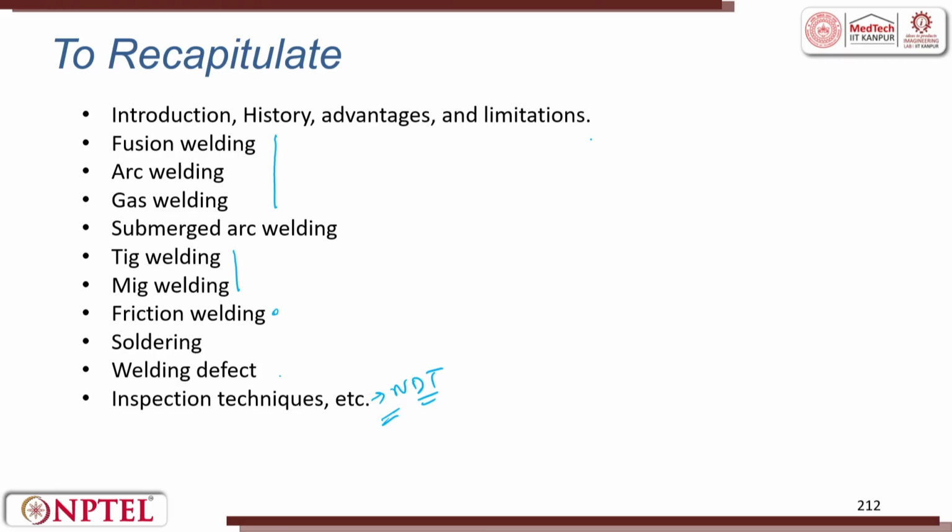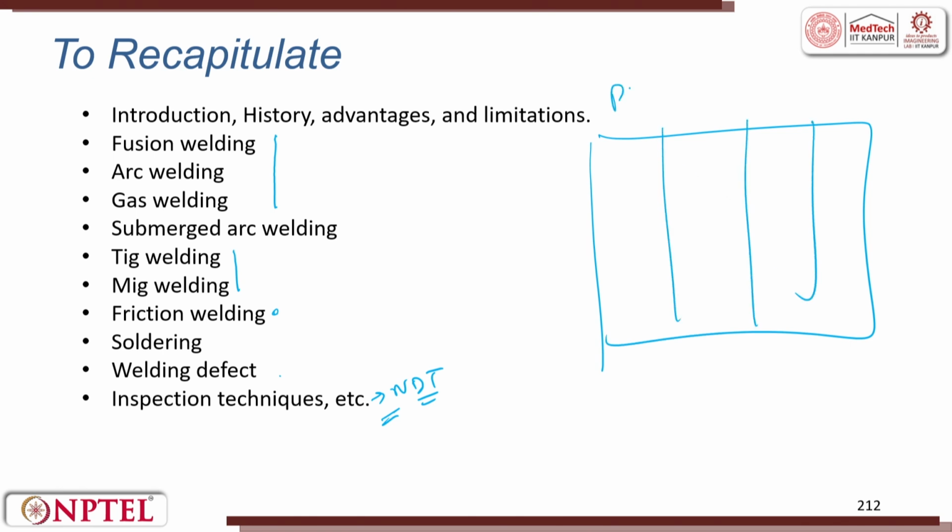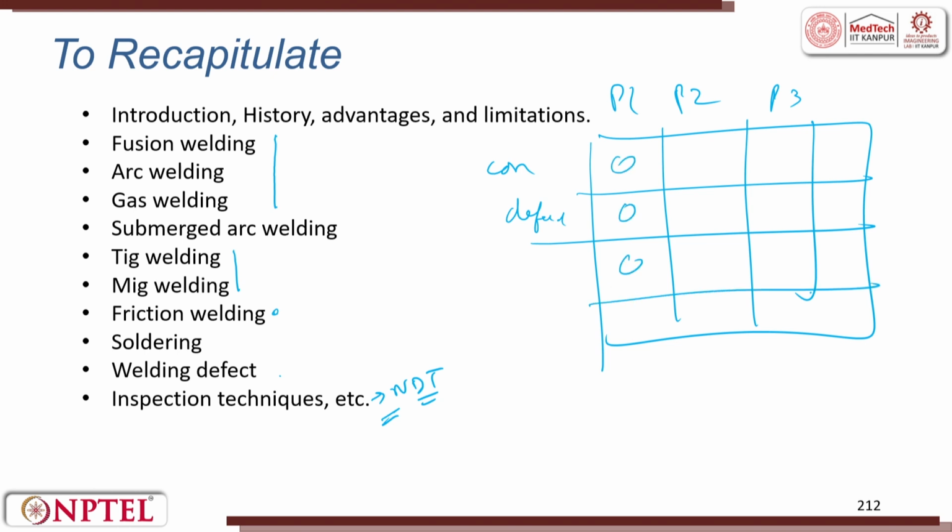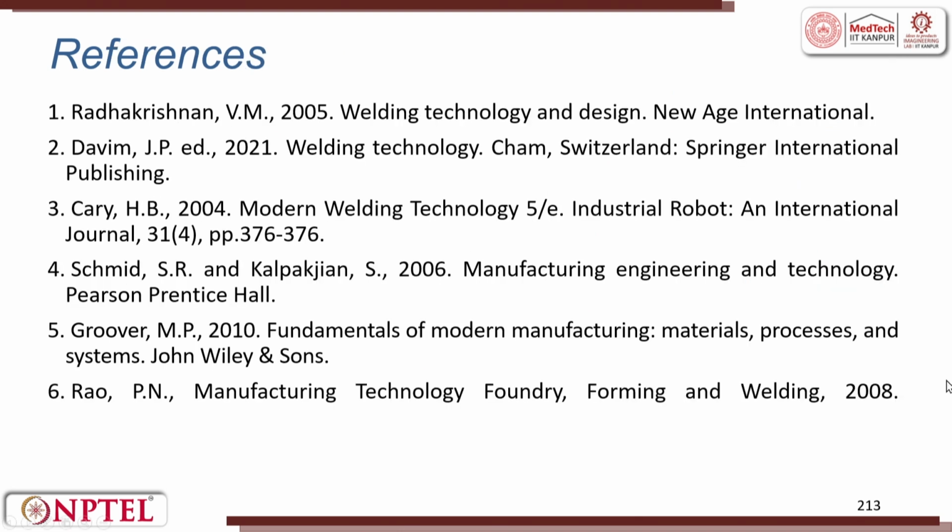When you prepare for the examination, you have to form a table, and in this table you will write down the parameters. The different processes, P1, P2, electric, and then you can have conditions, then you can have defects, whatever it is. In this way you can compare in a single table all the different processes and which one is used for what. These are the references which are extensively used.